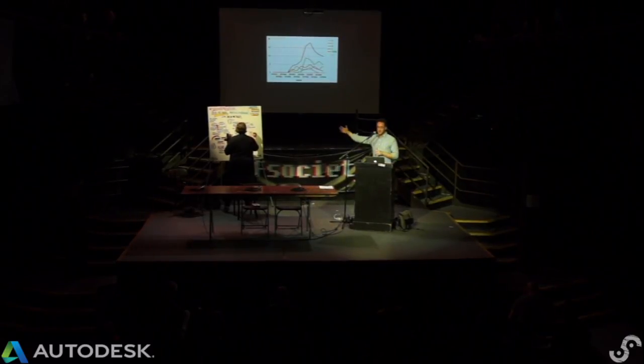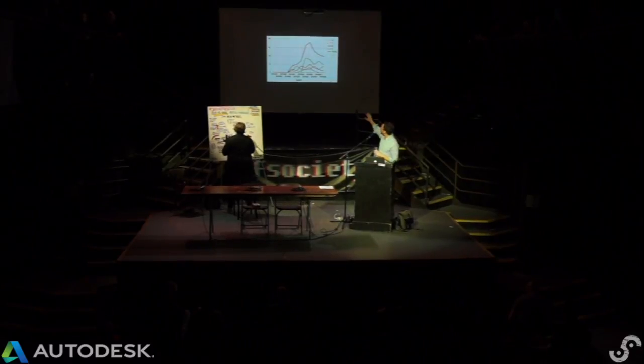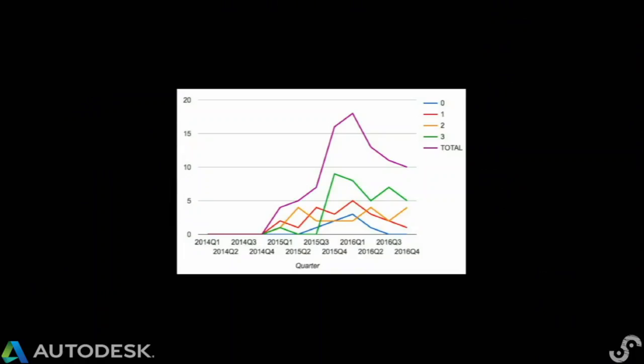And so if you take that data from the previous slide and you just add it all up, you get this purple line which shows you, okay, things kind of got bad for a little while there and then they seem to be getting a little bit better. It doesn't account for severity or anything like that.